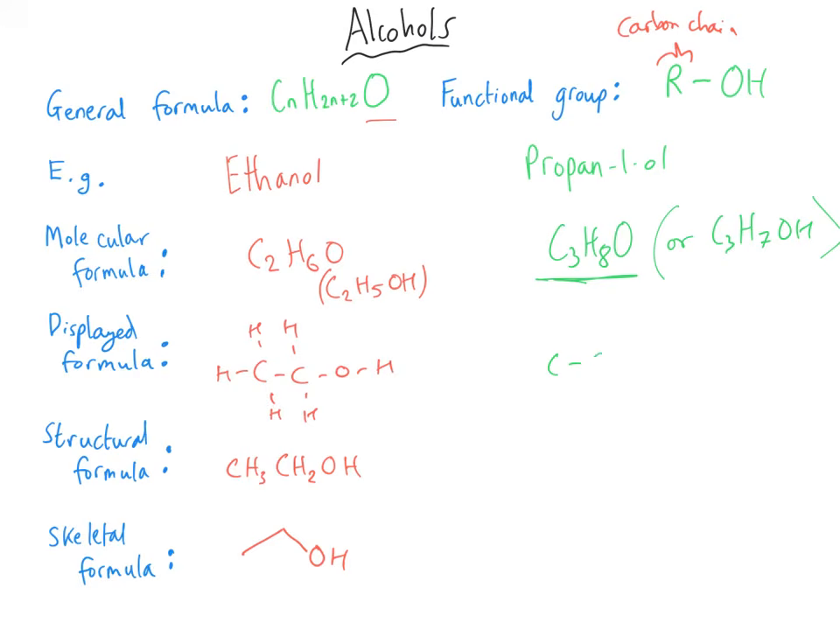The displayed formula would look like this, showing all of the covalent bonds. And the structural formula, CH3, CH2, CH2, OH. And then the skeletal formula, that's for our 3 carbon atoms in this chain, and then the OH up there.